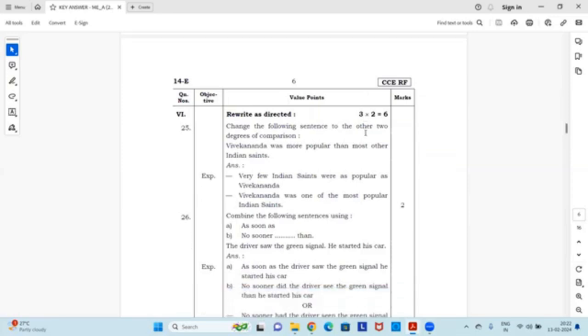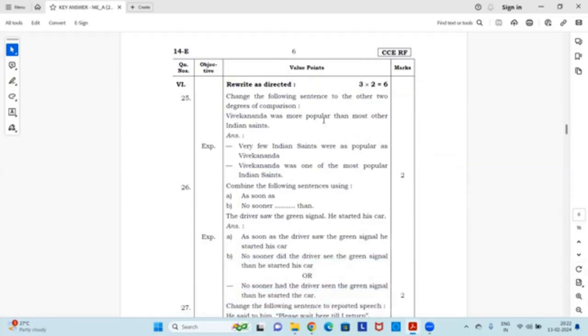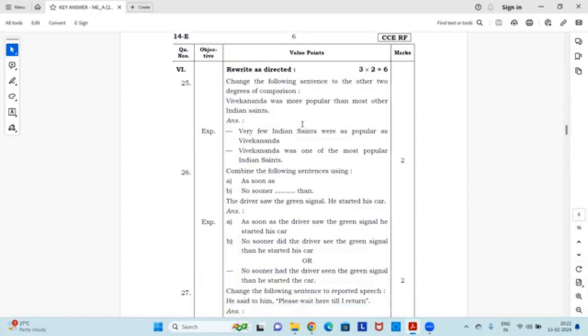Rewrite as directed. Question 25. Change the following sentence to the other 2 degrees of comparison. The sentence is given in one degree; you have to make it in both the other degrees. Vivekananda was more popular than most other Indian saints. First, in positive: Very few Indian saints were as popular as Vivekananda. The second degree is: Vivekananda was one of the most popular Indian saints. This is superlative.